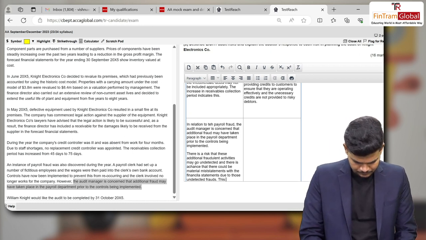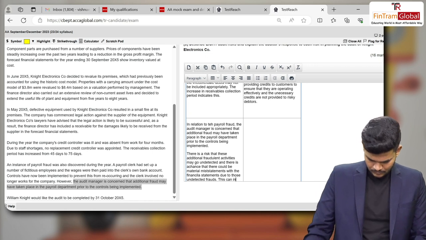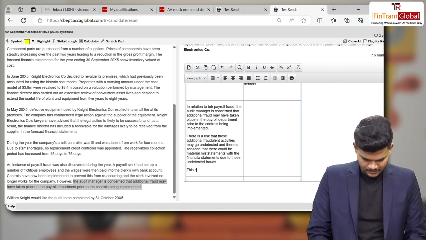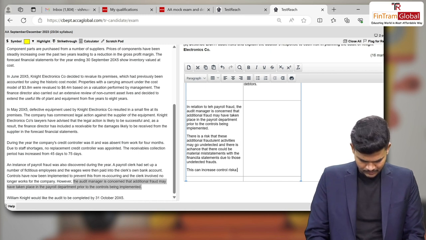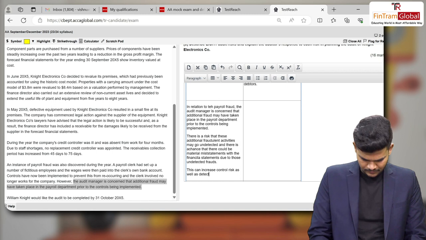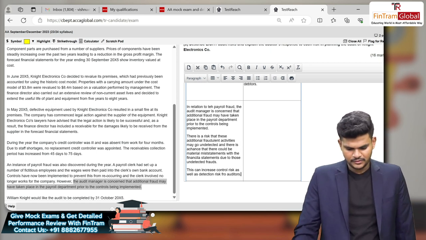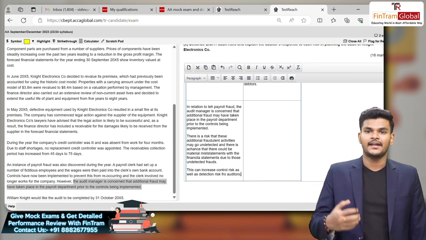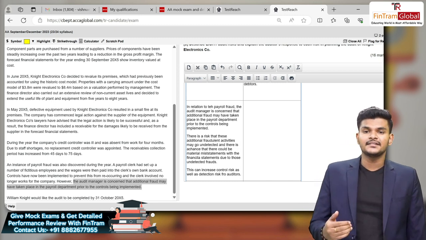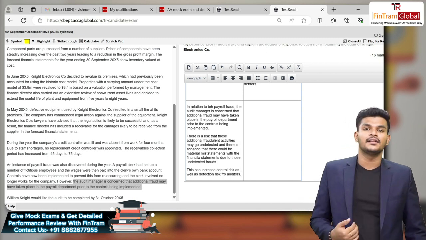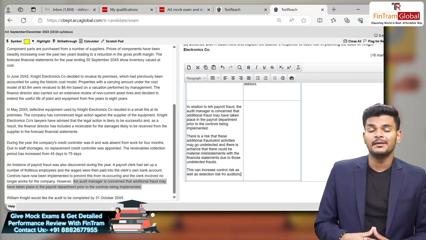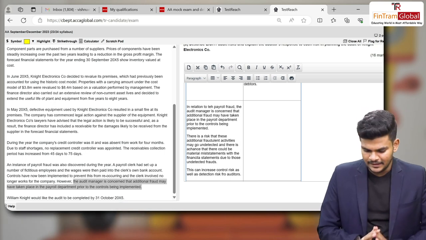And I'll say that this can increase control risk as well as detection risk for auditors. So there are two things that can happen. The controls may not be operating properly, and therefore there could be material misstatements in the financial statements due to fraud. And of course, some of these frauds may go undetected by the auditors as well. Therefore, there's an increased level of detection risk, isn't it? They may provide the inappropriate opinion, right? So that's basically the idea mentioned over here.